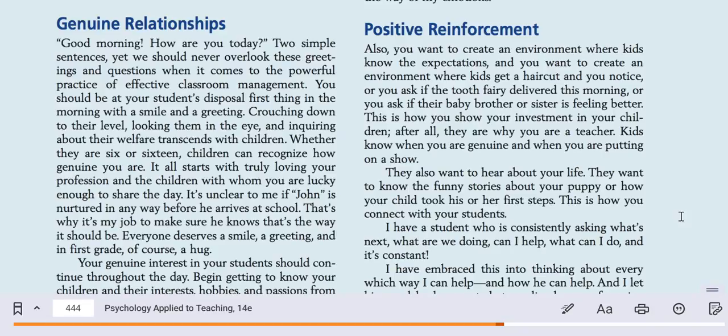Kids know when you are genuine and when you are putting on a show. They also want to hear about your life. They want to know the funny stories about your puppy or how your child took his first steps. This is how you connect with your students.